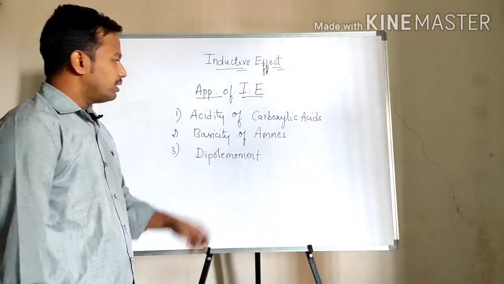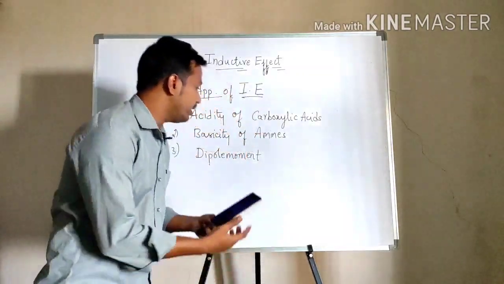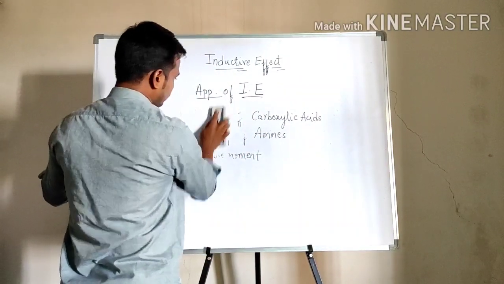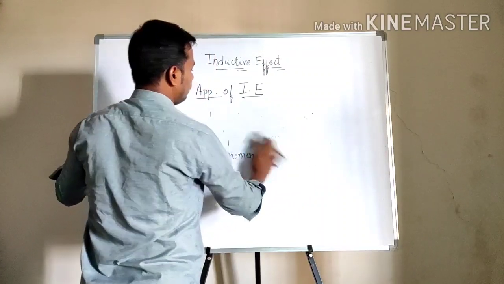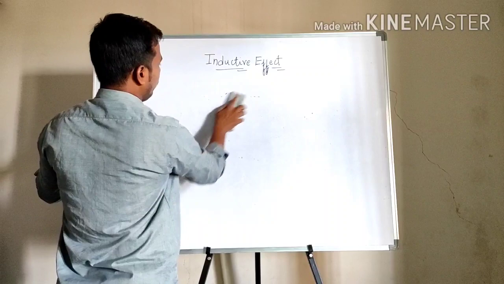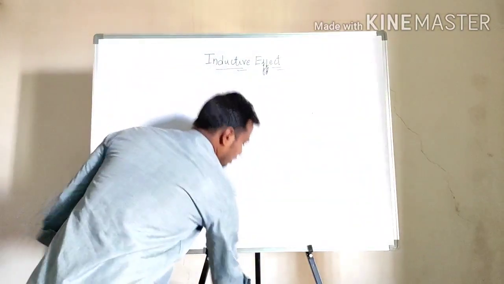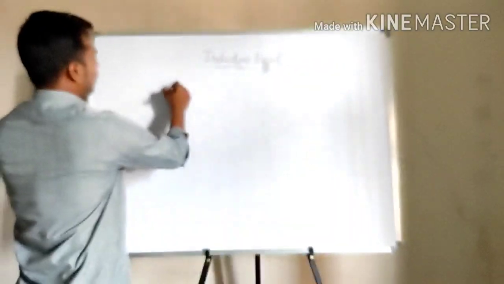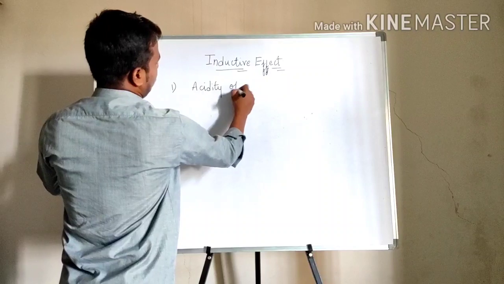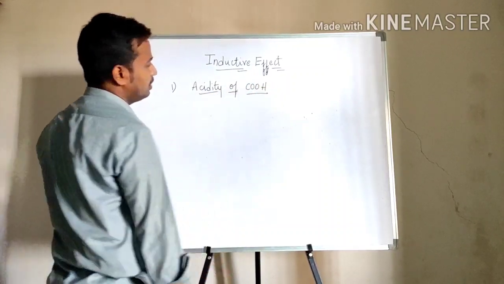Directly we will move to the acidity of carboxylic acid. First one is acidity of carboxylic acid. One by one we will discuss. First one is acidity of carboxylic acid, COOH. The general formula of carboxylic acid is COOH.